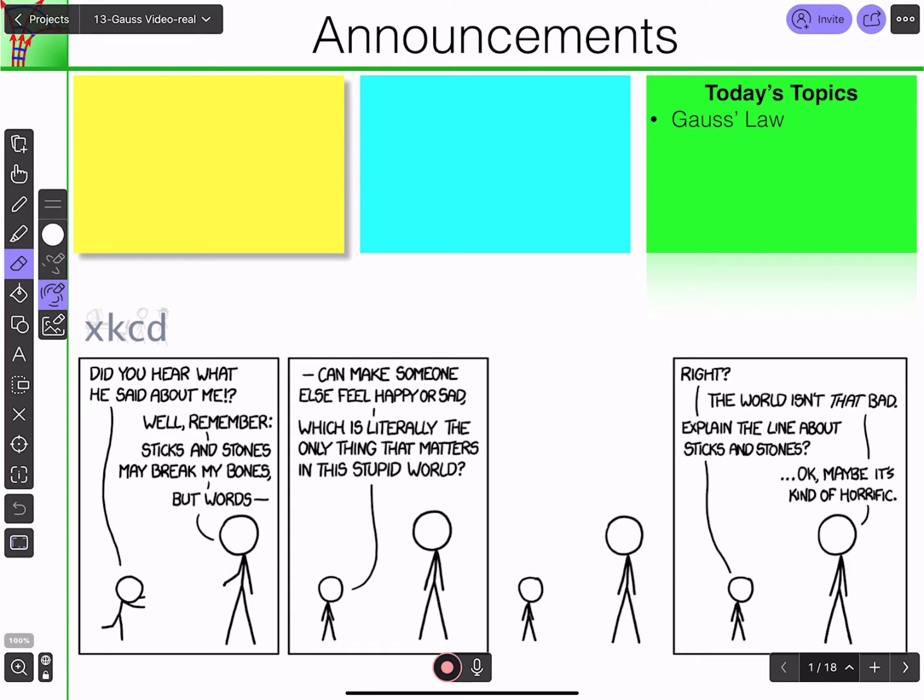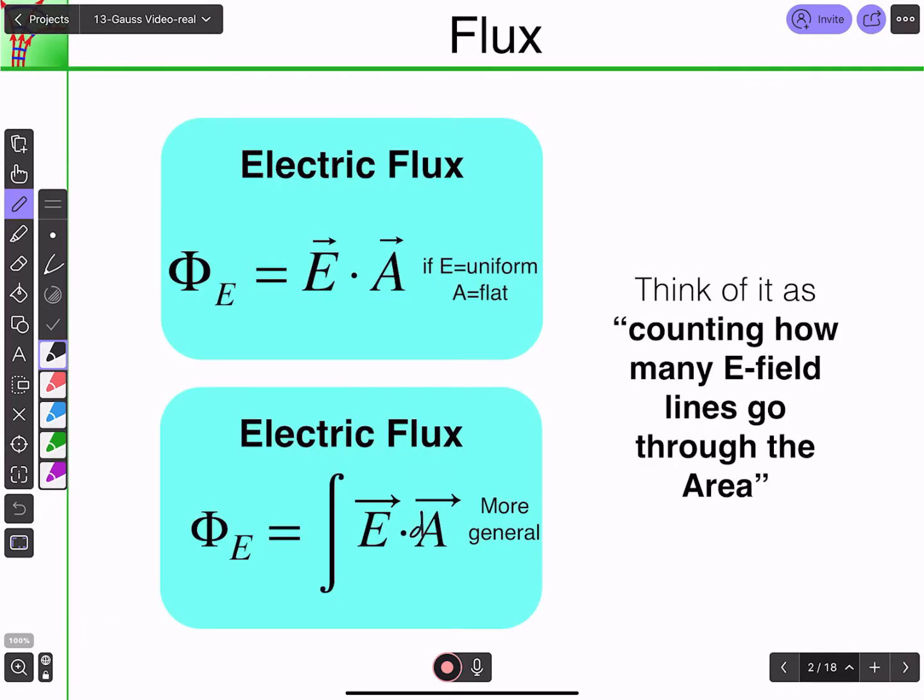Hi everyone, today we're going to look at Gauss's Law. It's an extension of what we learned with electric flux last class. We're going to look at electric flux again and see how it leads to this equation, Gauss's Law, which lets us calculate electric fields.